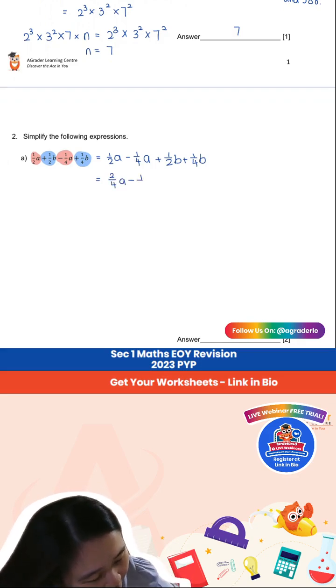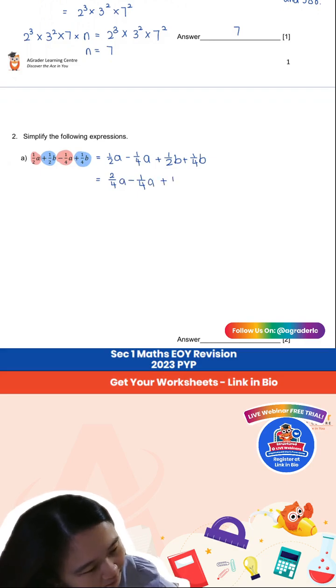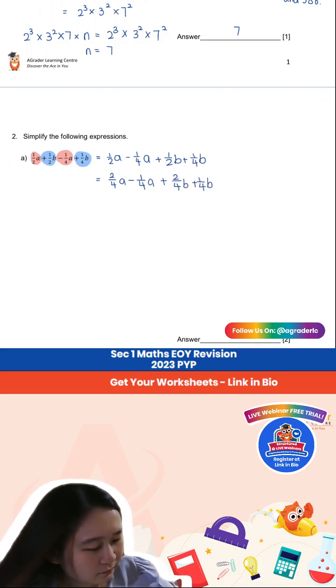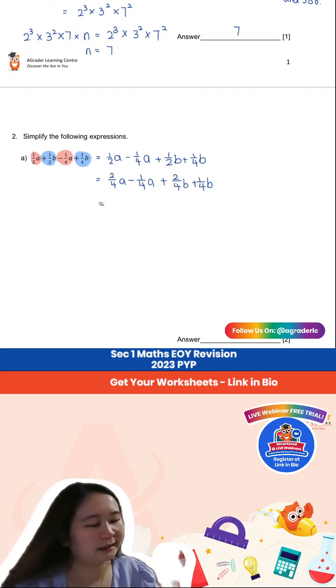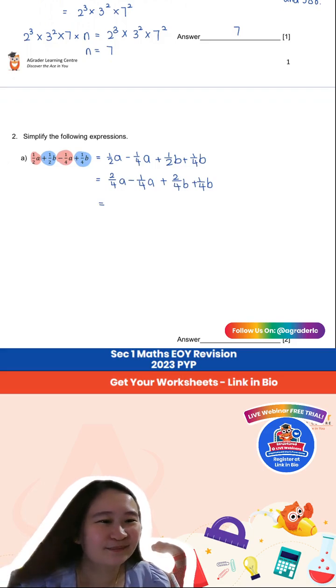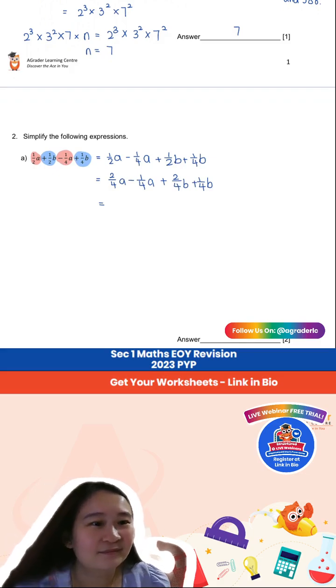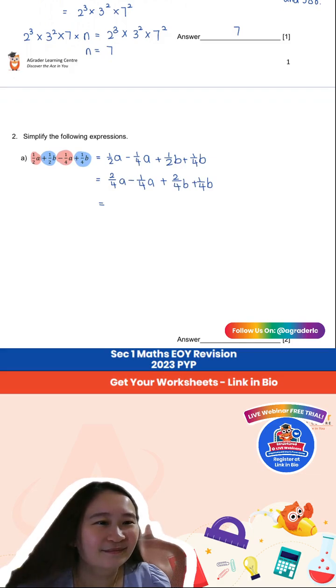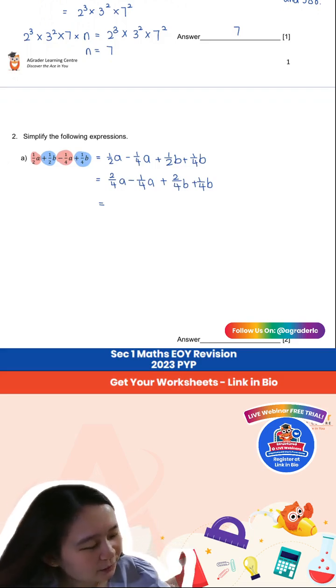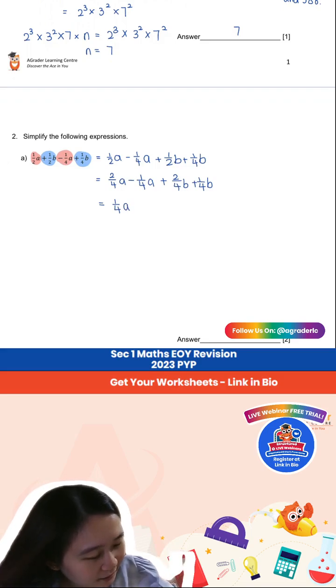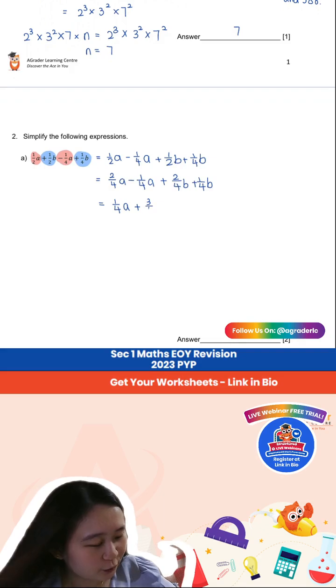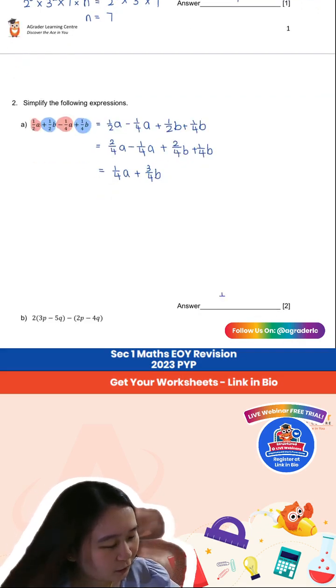Next, I'll make the denominator the same so that I can add the fractions up. So 2 over 4A minus 1 over 4A, and I'll have 2 over 4B plus 1 over 4B. Now the denominators are the same, so I can add and subtract. Okay, so 2 over 4 minus 1 over 4, I'll get 1 over 4A. 2 over 4 plus 1 over 4, I get 3 over 4.